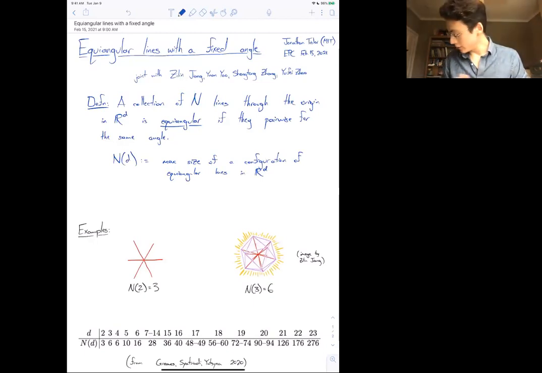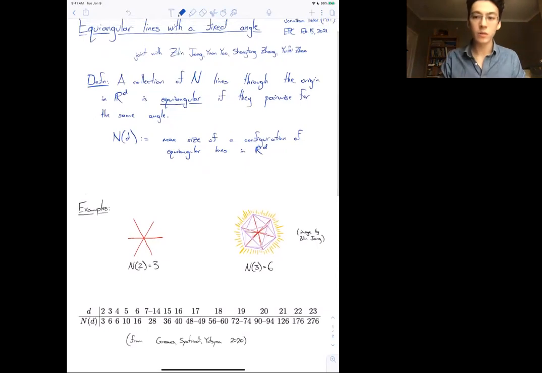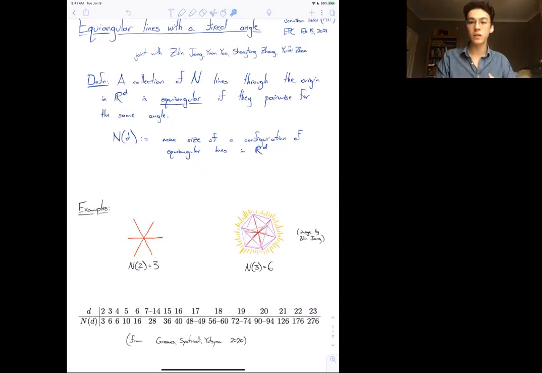So I have some examples here to get us started. So n of 2, we're in two-dimensional space. And it's easy to convince yourself that the best you can do is you can take 3 equally spaced lines, forming an angle of 60 degrees each. And 3 is the best you can do.